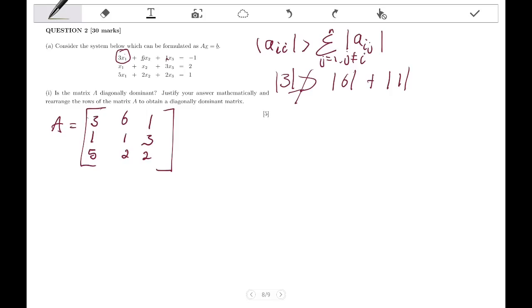Look for the greatest element in the first column. The greatest element is 5, so the first element is going to interchange with that element. When they interchange, the whole row will interchange with this whole row here. Therefore, row 1 will interchange with row 3. Then our A1 is going to be 5, 2, 2, 1, 1, 3, and then 3, 6, 1.